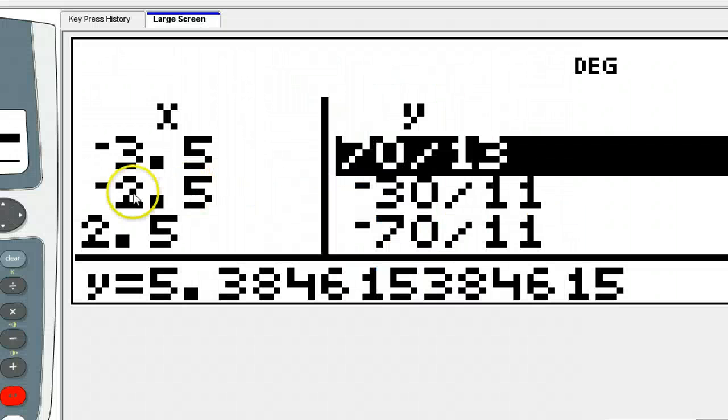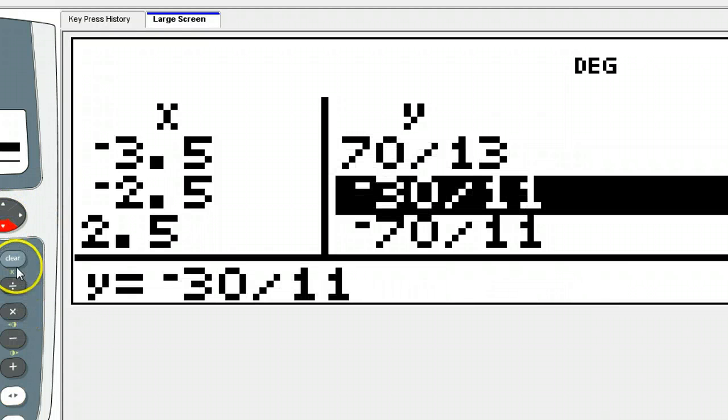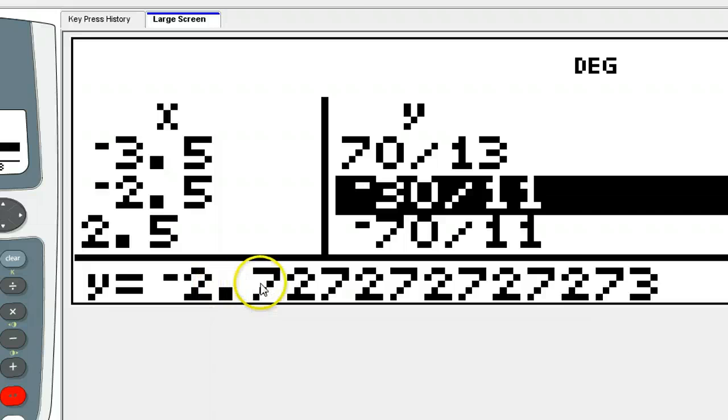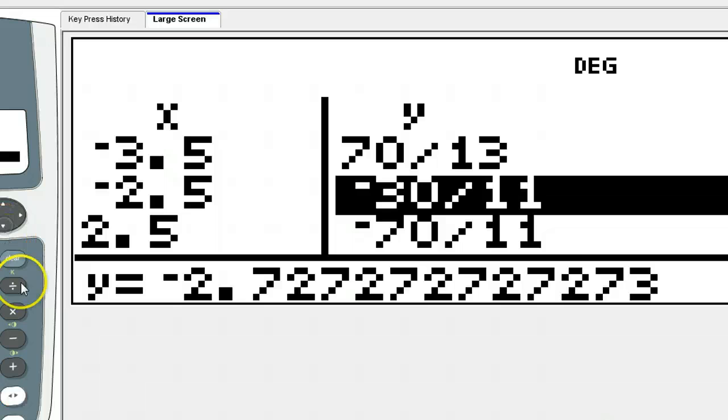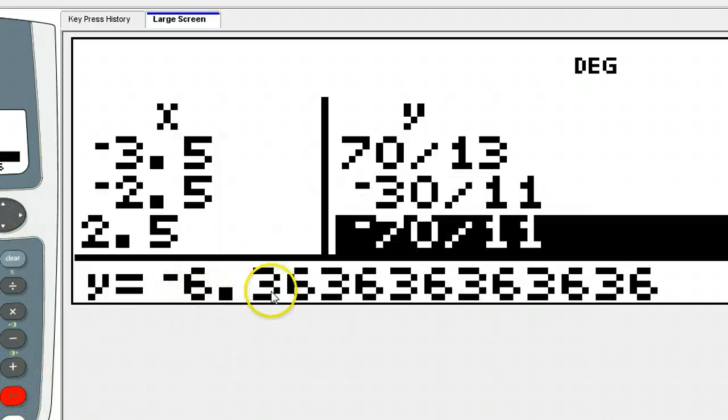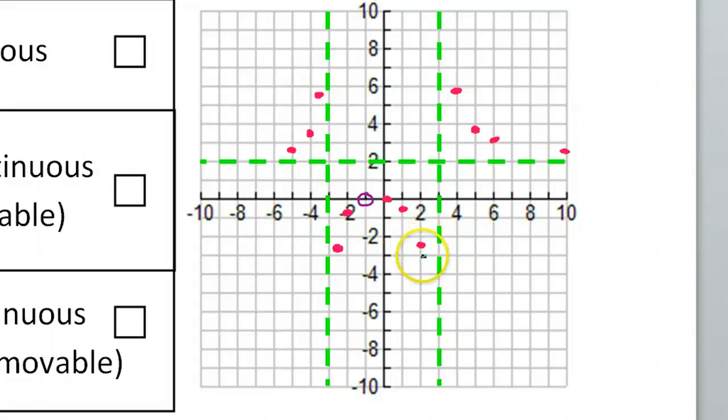Okay, now this next one on the other side of the line is right here. I'm going to toggle it. That's negative 2.7. Alright, so negative 2.5 gives me negative 2.7, which would be about here. Okay, now this last one, which is really close to 3, so 2.5, toggle it, that's negative 6.4. Okay, so here's negative 6, negative 6.4 would be about right here. Alright, so that really gives me a good idea of what's going on.